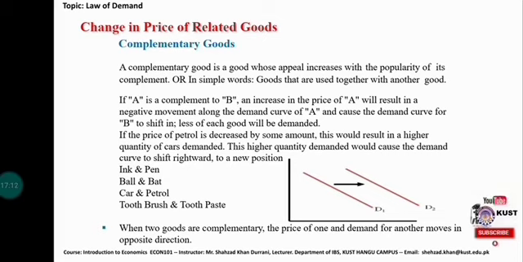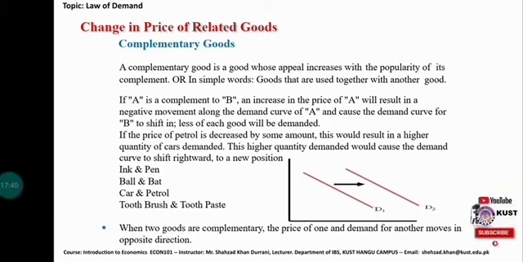So if one is increasing, the other is going to decrease. The higher quantity demanded would cause the demand curve to shift rightwards, as we talked about, to a new position. Ink and pen could be an example. Ball and bat, these are complementary goods. Car and petrol. Toothbrush and toothpaste.